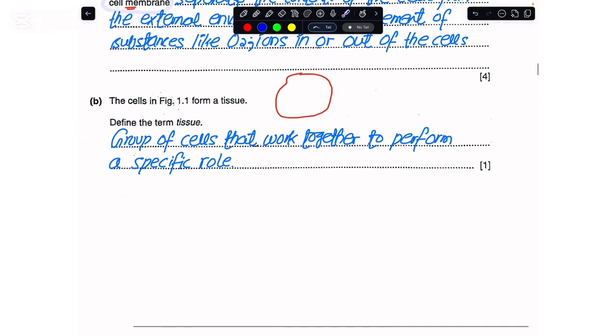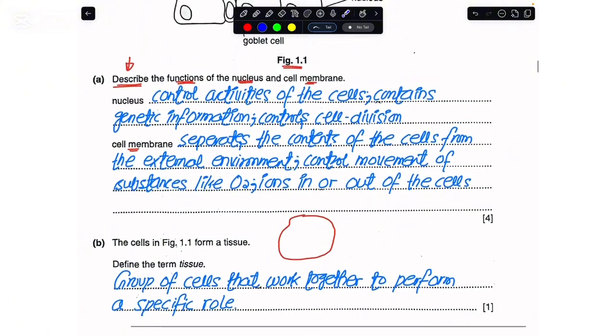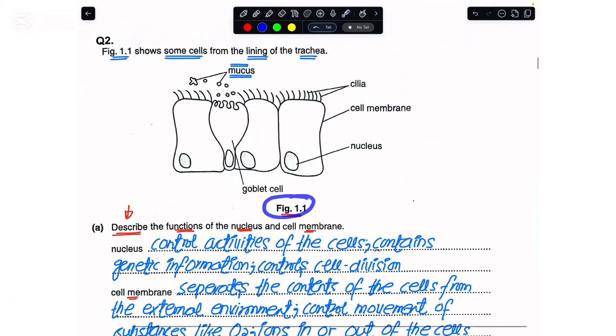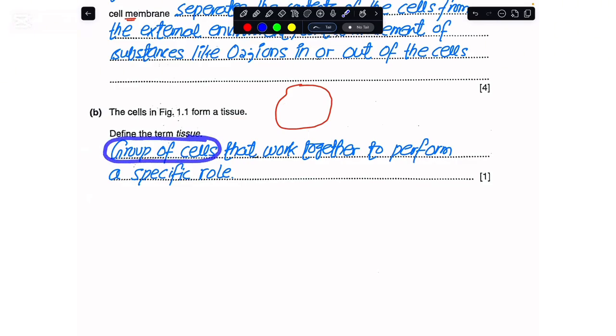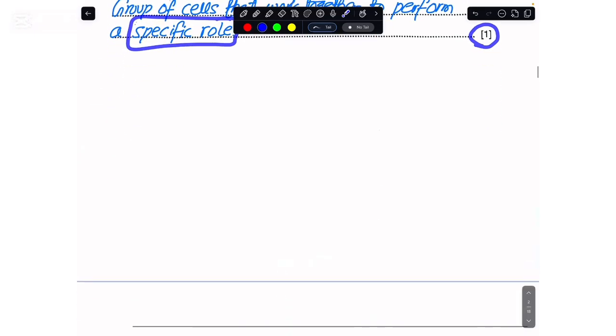Now he asks in the B part that the cells which they are showing you in figure 1.1, they say that they would form a tissue. And for 1 mark, he is asking you to define the term tissue. So for the tissue, what we need to know is that the tissue is always a group of cells. And when this group of cells works together, they perform a specific role. So for this much, you would get 1 mark.